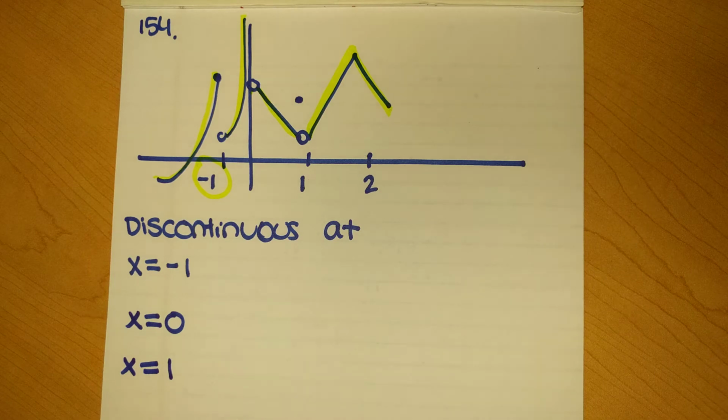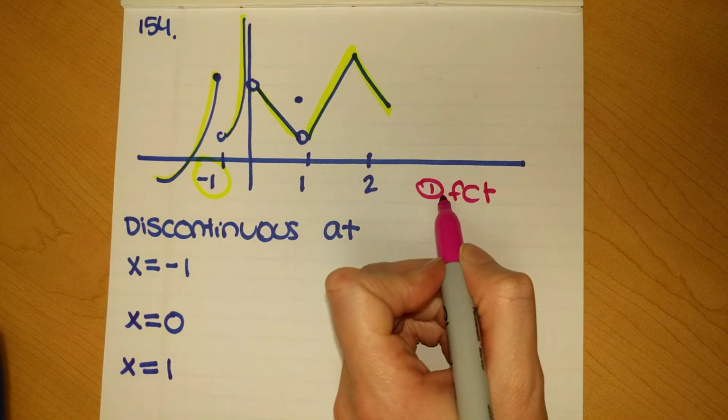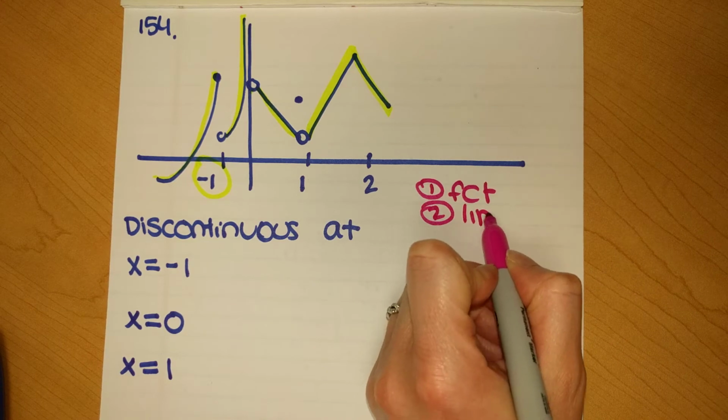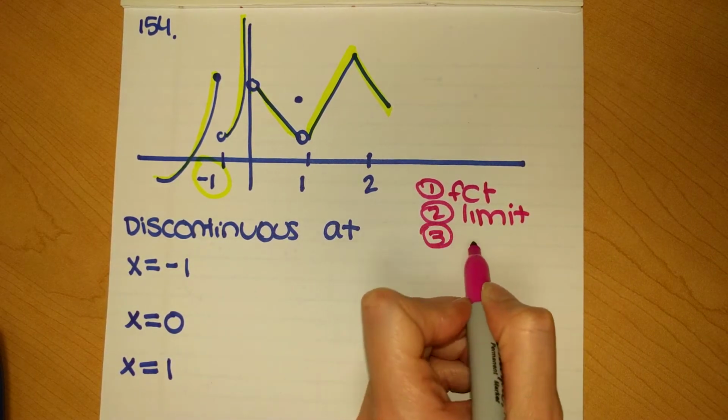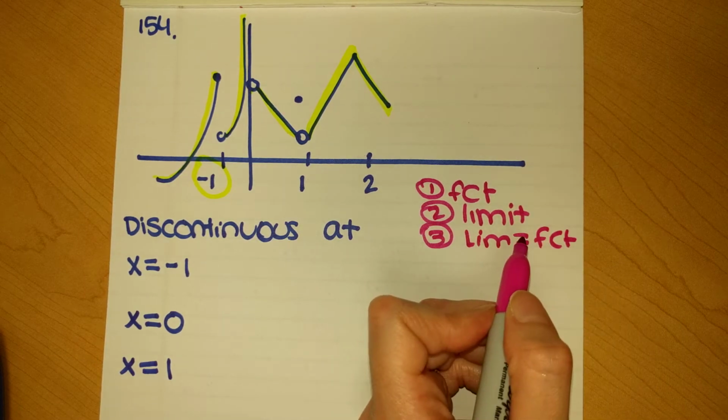Now, they're asking us what part of the formal definition breaks down. Remember, the formal definition is that the function is equal to the limit. So you want to know that the function exists, you want to know that the limit exists, and the third thing is that you want them to be equal. So you want the limit to be equal to the function.